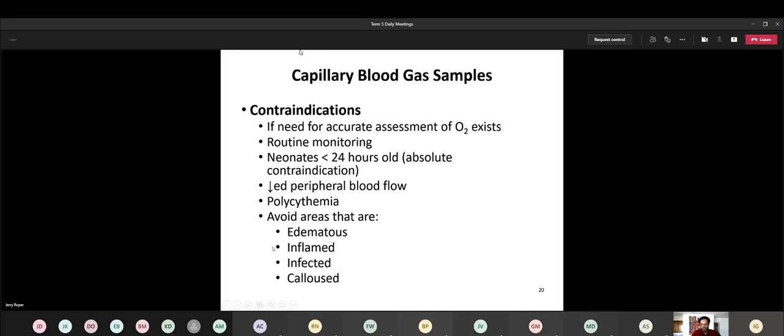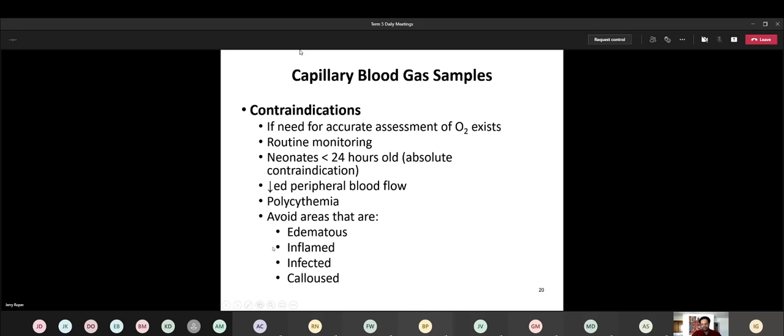And if you have a newborn or a neonate who's not even a whole 24 hours old yet, we are definitely not going to be sticking their heels to try to get a capillary sample. For them, you have to do a radial puncture, or the neonatologist will have to insert an umbilical artery catheter into one of the umbilical arteries. And we'll see an example of what that looks like in just a little while.